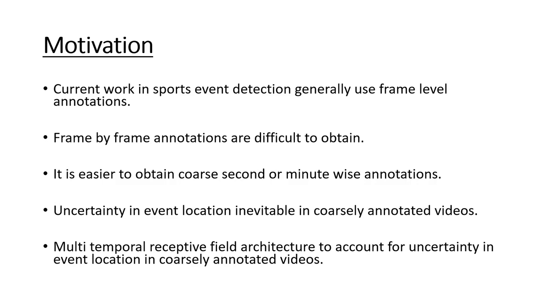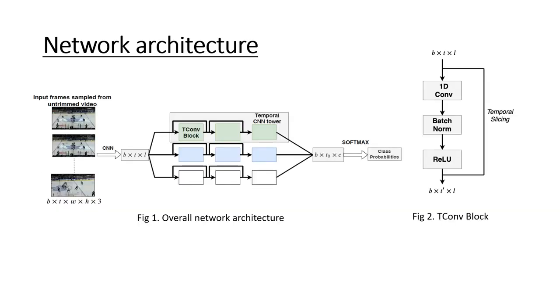But the thing in coarsely annotated videos is that there will always be a certain uncertainty regarding the exact event location, and hence in this work we propose a multi-temporal receptive field architecture to account for uncertainty in event location in coarsely annotated videos. I'll talk about the network architecture on the slide.